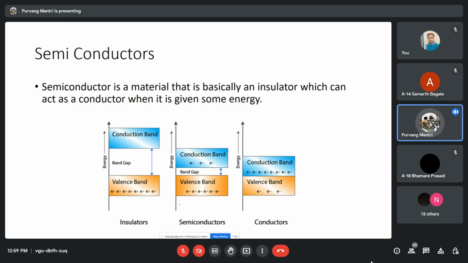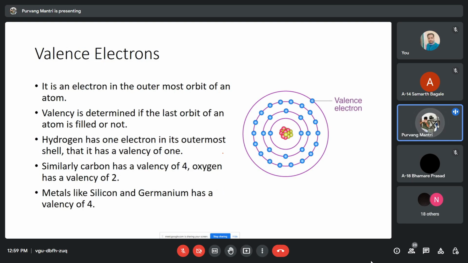So first and foremost, let's talk about valence electrons or valence band. Valence electrons are those electrons which are in the outermost orbit of an atom. Just so you know, we might be going back to our 11th and 12th syllabus to brush up your memory on these concepts, because if this is planted in your head, you would understand electronics very easily.